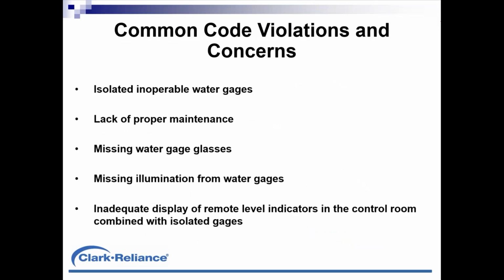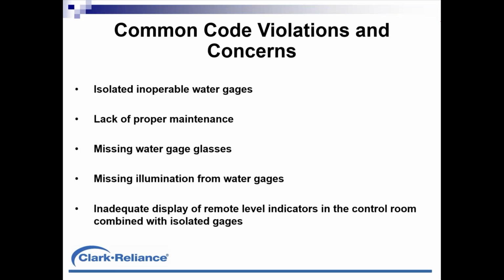Some of the things we're going to talk about in code violations, as we near the end of the presentation, are isolated inoperable water gauges as a common thing, lack of proper maintenance procedures, missing water gauge glasses, maybe someone removed them and put process type instrumentation on there mistakenly, missing illumination from water gauges, and inadequate display of remote level indicators in the control room combined with isolated gauges.